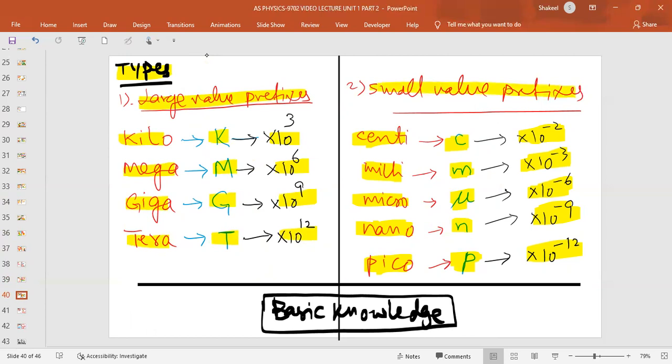And the small value prefixes are also there, which are centi, C, 10 power negative 2; milli, small m, 10 power negative 3; micro, mu, 10 power negative 6; nano, n, 10 power negative 9; pico, small p, which is 10 power negative 12. So this is the basic knowledge. Pause the video and try to memorize the names, symbols, and along with their values.